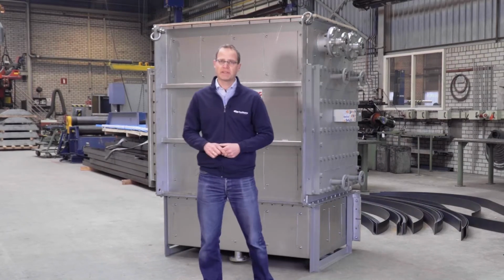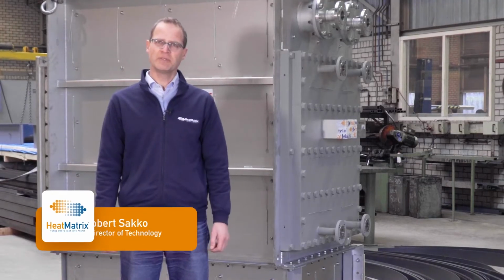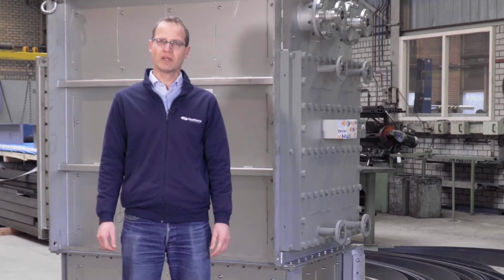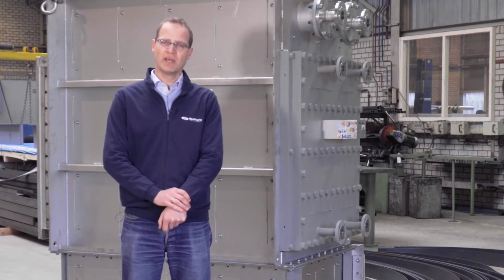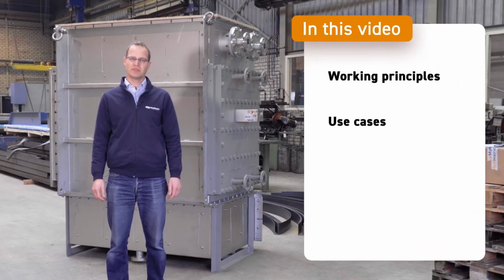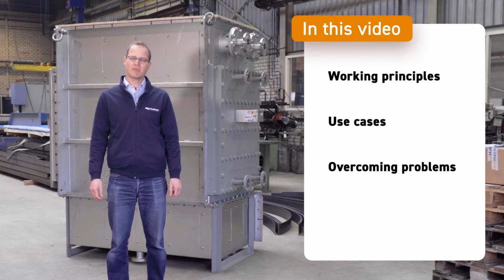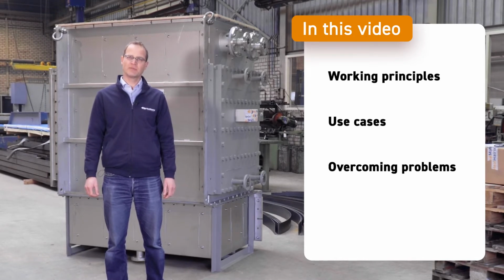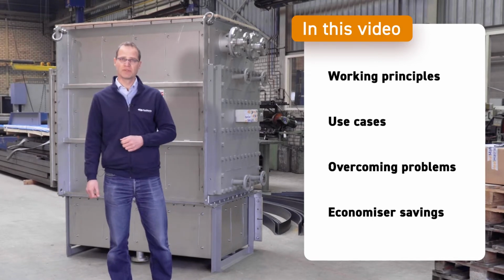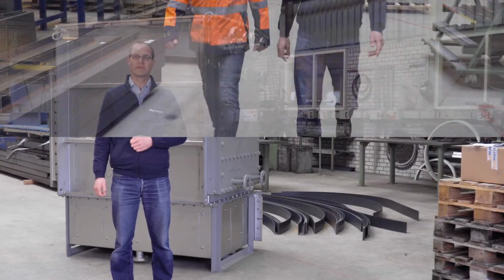This is an economizer. It's a piece of equipment commonly used in factories behind steam boilers, thermal oil heaters or drying processes to recover waste heat from flue gases and reduce energy consumption. I will explain the working principles, the different uses of it, the common problems that can be encountered and how to solve them, and I will explain how much this heat exchanger behind me will save in energy when it's installed.